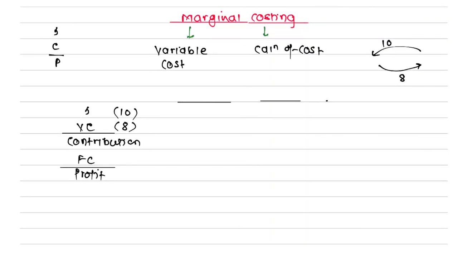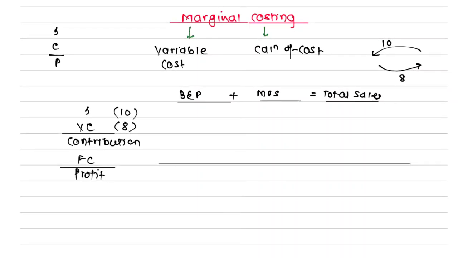Okay. Now there are three types of sales. One is break-even sales, that is the break-even point. Then there is the margin of safety, and the addition of these becomes your total sales. Let me create an example. Let us say your contribution is 2 rupees per unit. Now let's say my fixed cost is 200 rupees. How many units will I have to sell to break even?